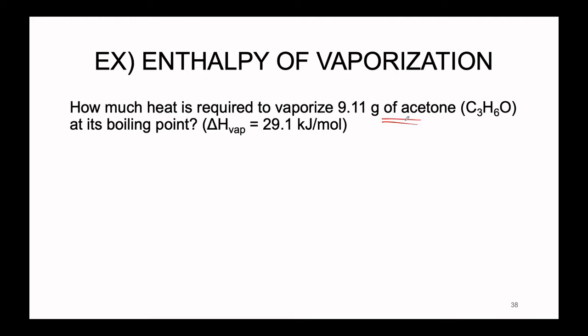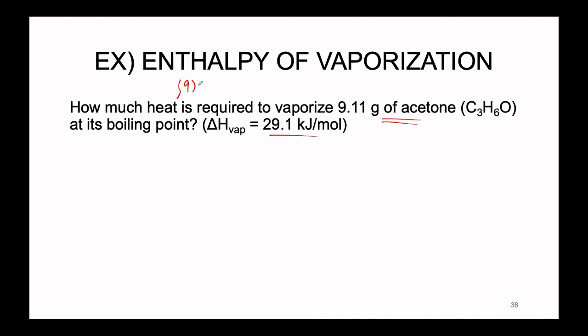So if we wanted to vaporize all of this, how much energy would we have to put in at its boiling point? All right, so here we have the chemical formula of acetone. We are also told what the enthalpy of vaporization for acetone is, which is 29.1 kilojoules per mole. I'm going to let you dust off those brains, work through this problem, and see how much heat, how much Q, is required to vaporize this acetone.